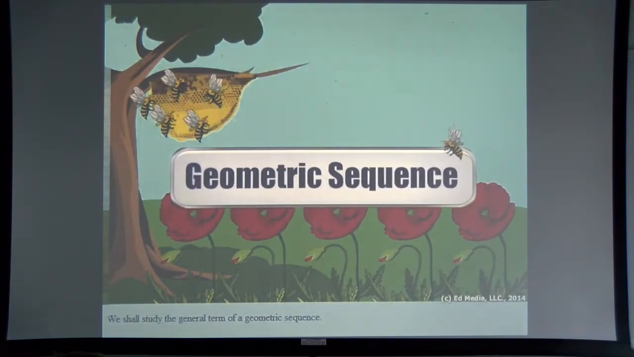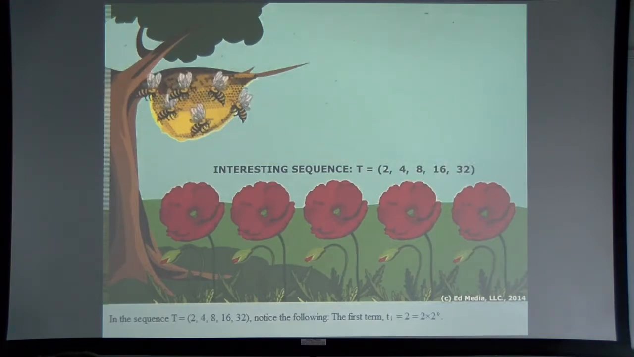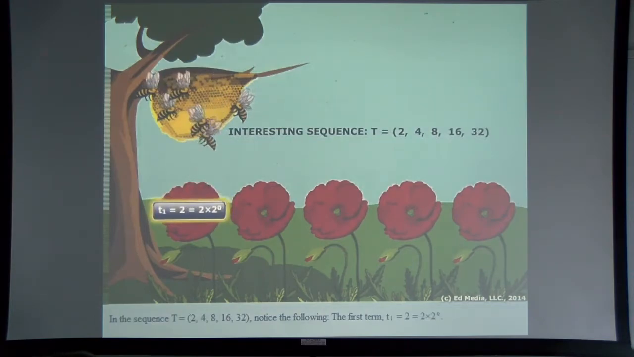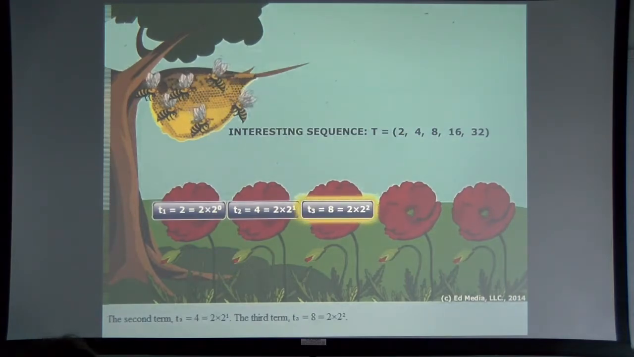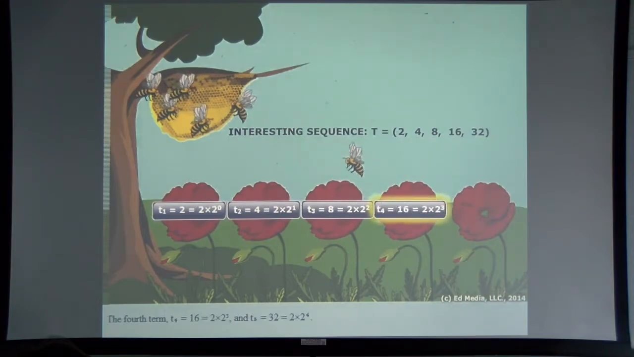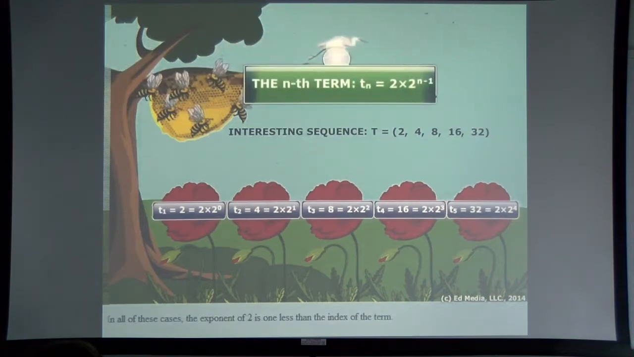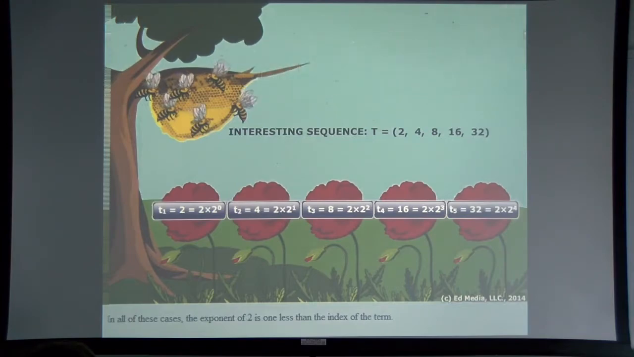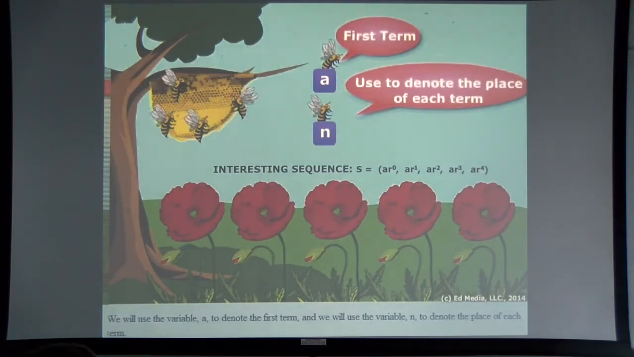We shall study the general term of a geometric sequence. In the sequence t equals 2, 4, 8, 16, and 32, notice the following. The first term, t1, equals 2, which equals 2 times 2 to the 0. Then, the second term, t2, equals 4, which equals 2 times 2 to the first. The third term, t3, equals 8, which is 2 times 2 squared. The fourth term, t4, is 16, which equals 2 times 2 cubed, and t5 equals 32, which equals 2 times 2 to the fourth. In all of these cases, the exponent of 2 is 1 less than the index of the term. We will use the variable a to denote the first term, and we will use the variable n to denote the place of each term.